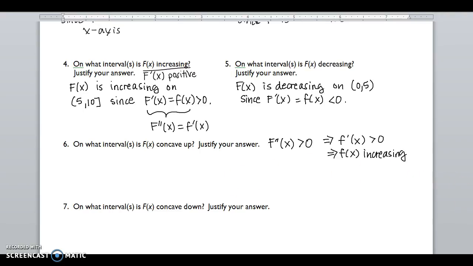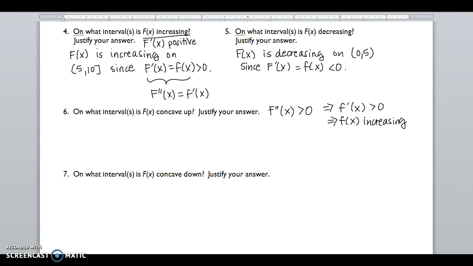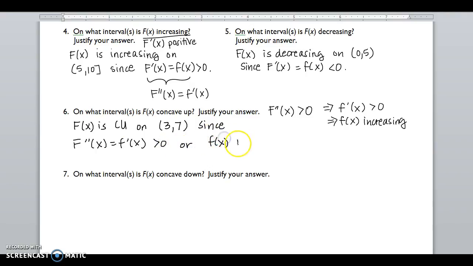So if we look back up on our graph, we can see where f of x is increasing. That's from here at 3 all the way up to 7. So it's that piece right there. So the slope is positive. So our justification, f of x is concave up on the interval from 3 to 7, since f double prime of x, which equals f prime of x, is greater than 0, or f of x is increasing.